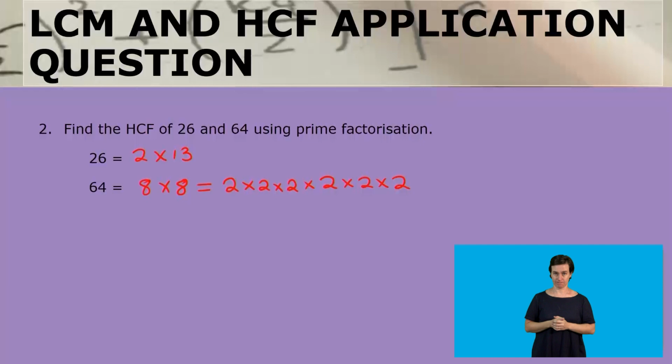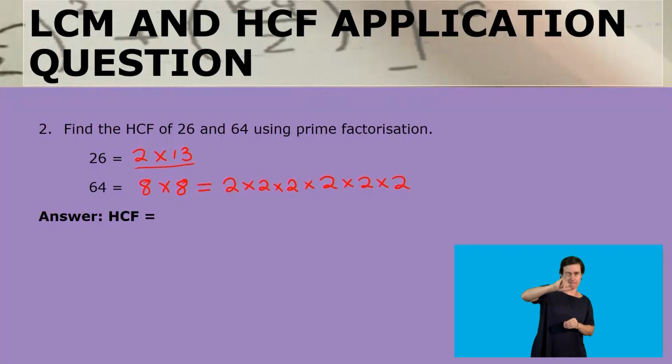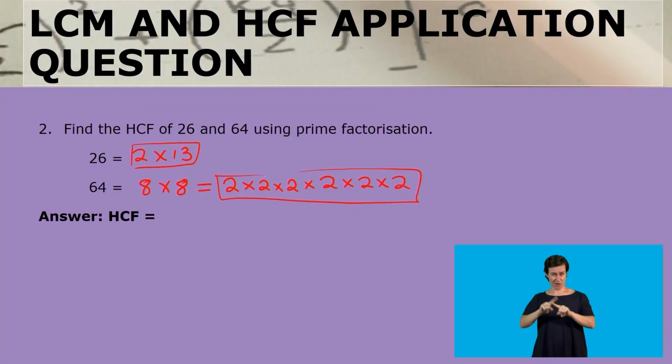Then, what do we do to find the highest common factor? First, I need to list the common ones. Remember, it is different from the lowest common multiple. With the lowest common multiple, we list all the factors that we can see. But with the highest common factor, I am only going to list the common ones. So the common ones between this set of numbers and this set of numbers, we can see that the only number that appears in both blocks is the 2.